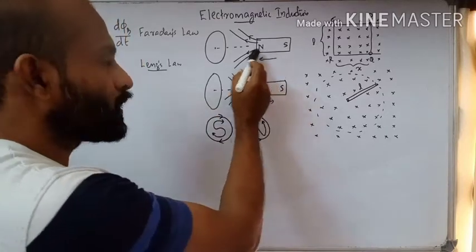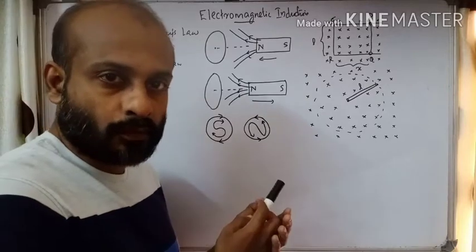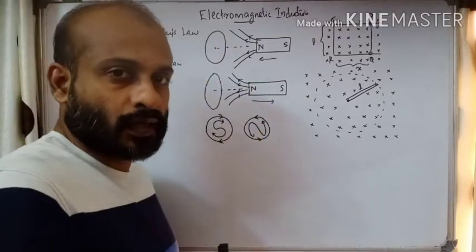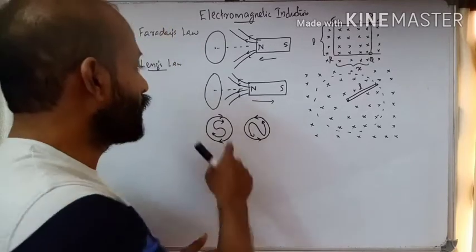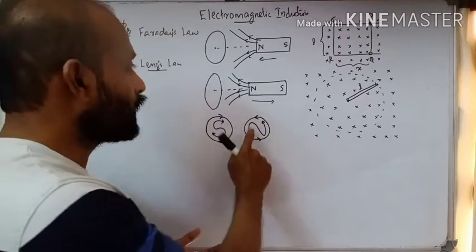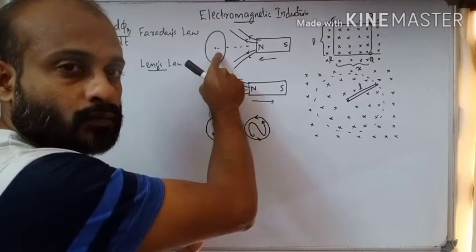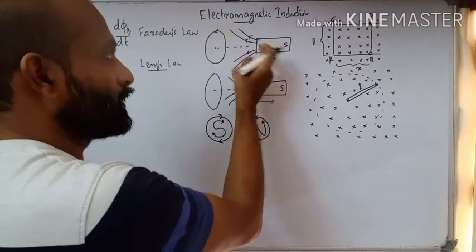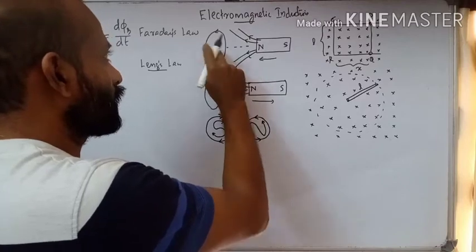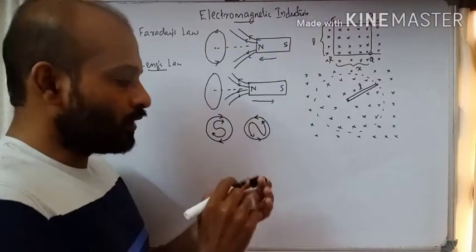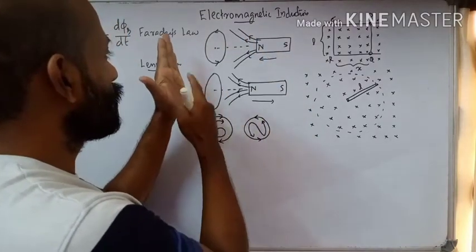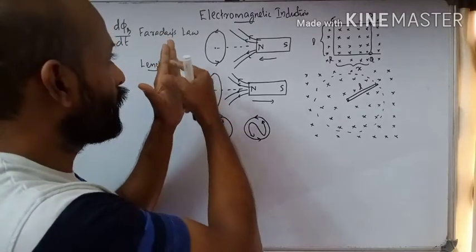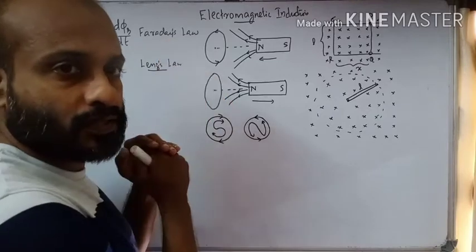See, here the north pole is approaching. When the north pole is approaching, the coil should produce induced current flowing in anti-clockwise direction, so that this side will be the north pole. So, in this case, what's the direction? We have anti-clockwise direction at this side, which is facing the north pole. So, for the facing side there will be a north pole, which means we have current flowing in anti-clockwise direction.